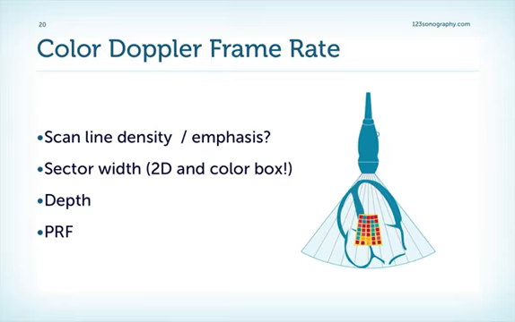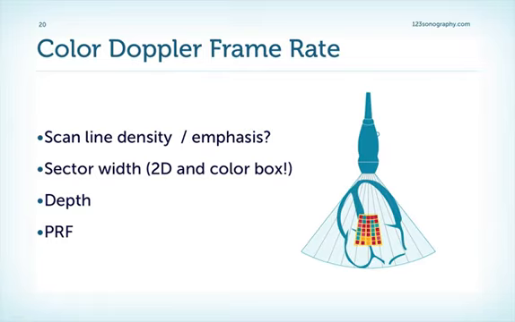Just as with two-dimensional imaging, the frame rate also plays an important role if we image jets. And so we have to aim for high frame rates if we use color Doppler. Now, the frame rate is determined by a number of factors. First of all, the scan line density, basically the quality of the transducer, and also where the emphasis is put. Most machines can kind of switch or change the emphasis between the 2D image and the color image. And so there's always a bit of a trade-off.